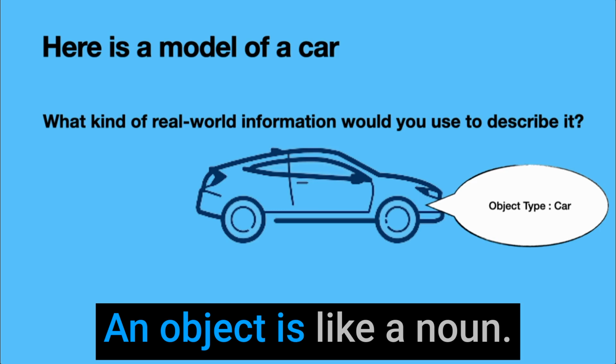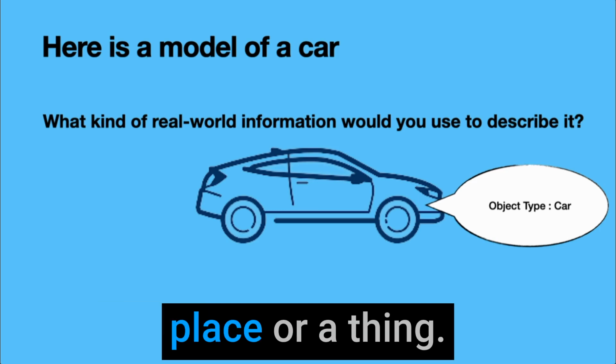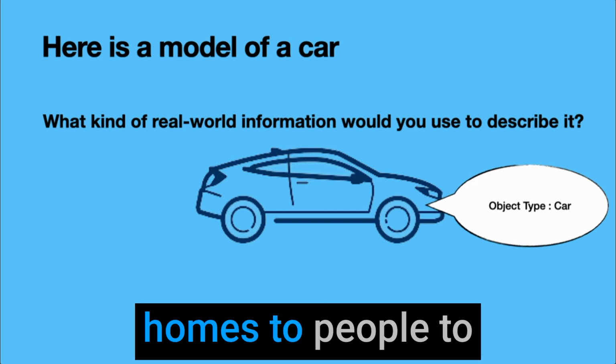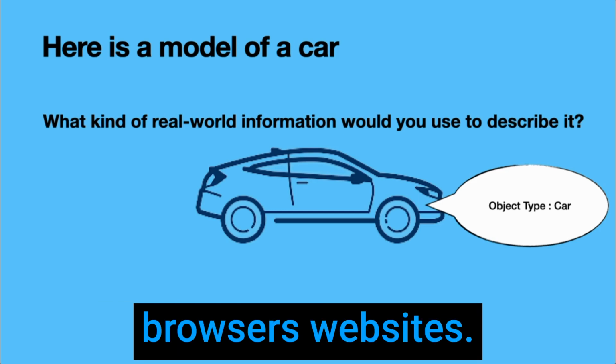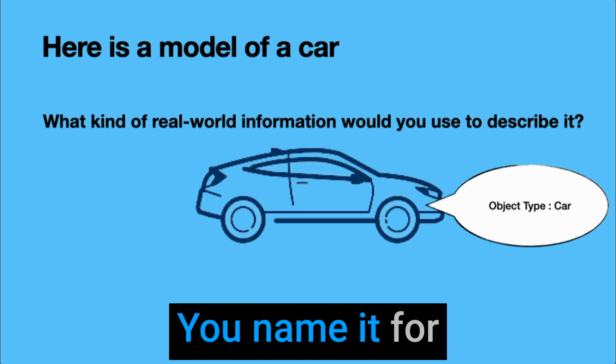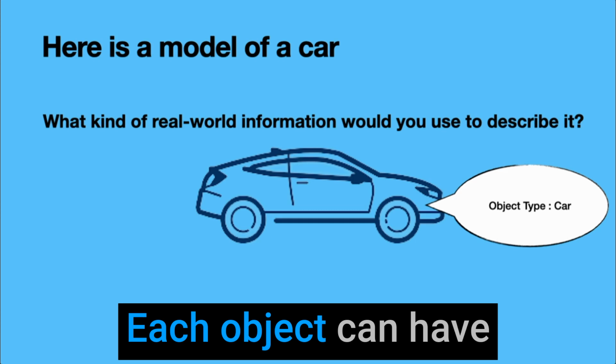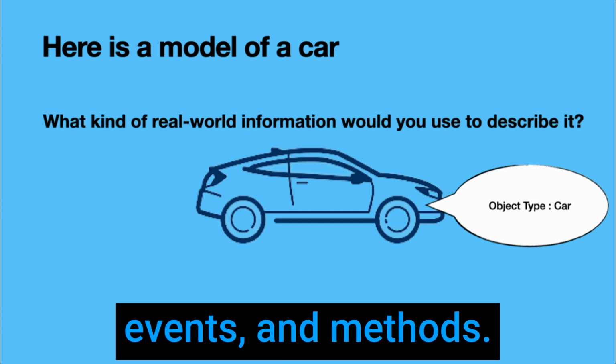So what is an object? An object is like a noun. It's a person, a place, or a thing. There can be many types of objects, from homes to people to browsers, websites, you name it. For simplicity, though, let's stick with the car. Each object can have its own properties, events, and methods.